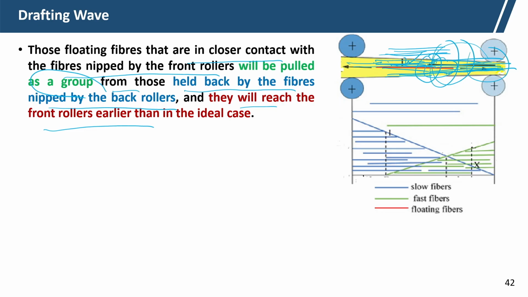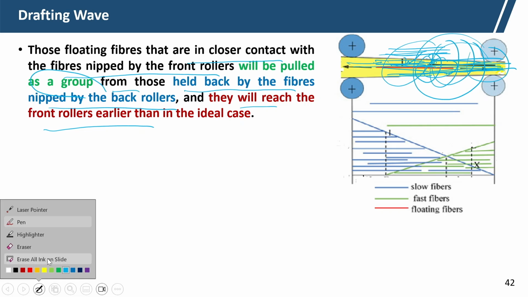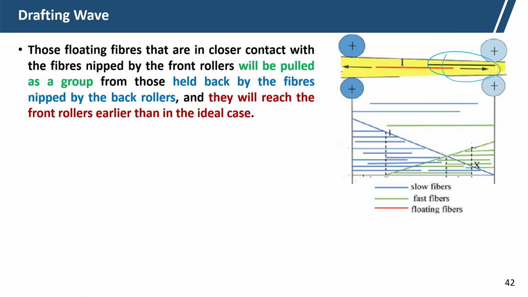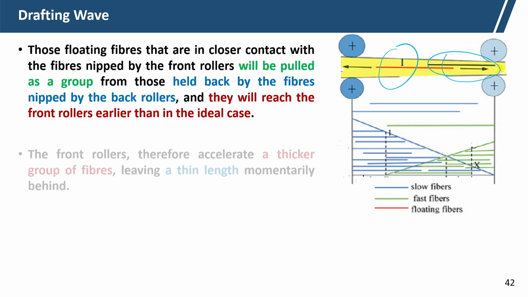So, many of the fibers were supposed to reach at a later stage, but they are reaching at an earlier stage. So, that will generate one thick place. This is generating a thick place here because the fibers are reaching the front roller nip earlier than where they are supposed to reach, and leaving thin places behind. So, that is the reason for the generation of the drafting wave.